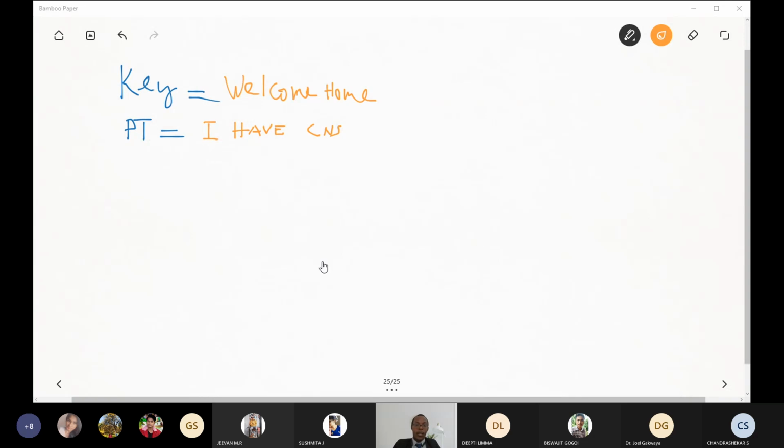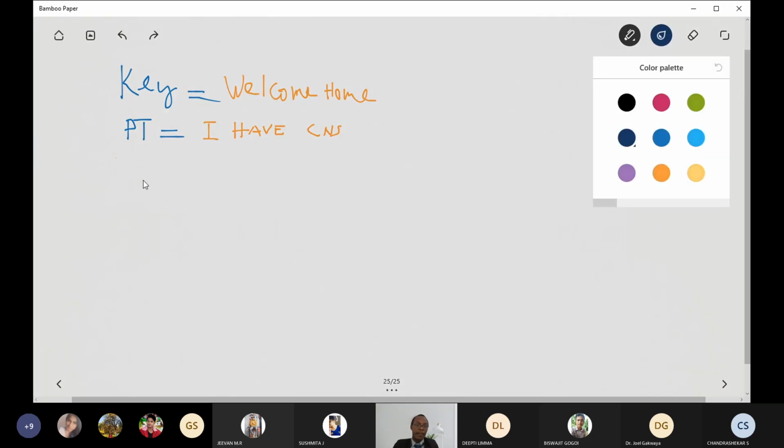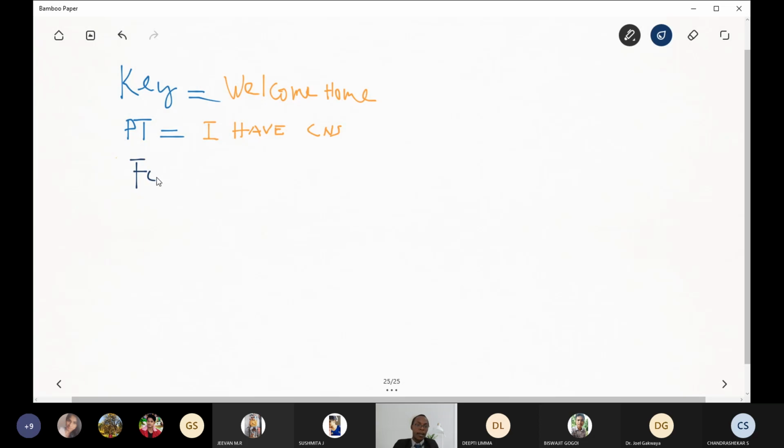So now you want to encrypt I have a CN exam using the key welcome home. Welcome home is a key. We are going to use Playfair. Please watch carefully. In doing this, first let me form a digraph. First, I'm going to form the plain text digraphs. Number one, I'm going to form.